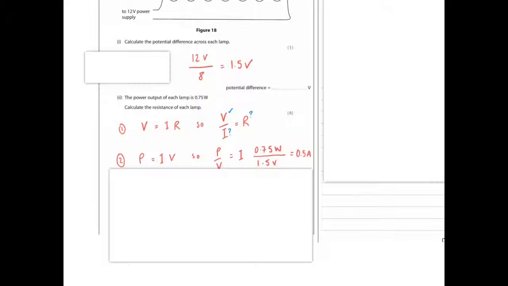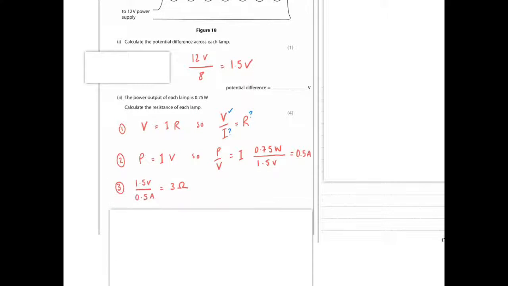Well, power is current times voltage. Now we do know power and we do know voltage. So we can rearrange this equation. Power divided by voltage, you can use the 632 method if you want. Power divided by voltage equals current. So 0.75 divided by 1.5 is 0.5 amps. And now we have this value here and we can work out the resistance. So 1.5 divided by 0.5, remember voltage here and current here, is 3 ohms.